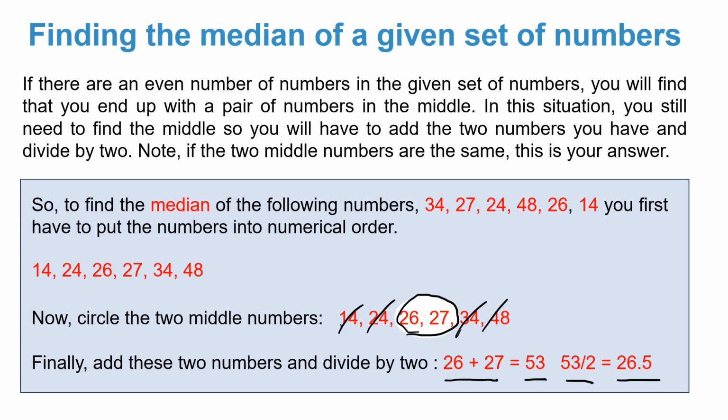So that's how you find the median of a set of numbers. Remember, if it's an odd number of numbers, you're going to have a single number in the middle. If it's an even number of numbers, you're going to have a pair of numbers in the middle. And unless they're the same, you're going to have to add them together and divide by 2.